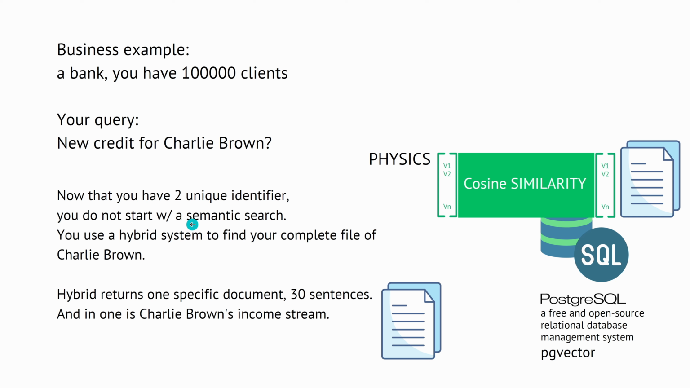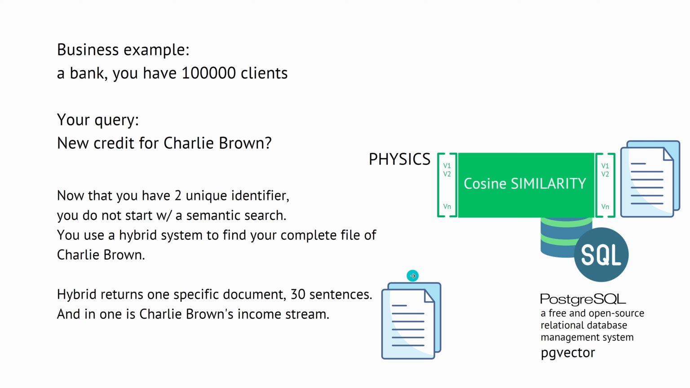So we do not start with the semantic search, but in a hybrid system, like in AWS or in Azure, you find now the complete file or multiple files of Charlie Brown. So you reduce your search space for your semantic search with a hybrid system to just, let's say, one file of Charlie Brown. Now, this hybrid system returns one specific document. Here it is. And let's say this specific document has 30 sentences in it. And one of the sentences is exactly the information you're looking for, the income of Charlie Brown.